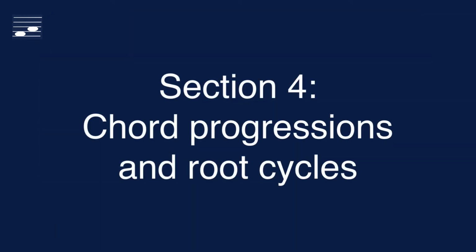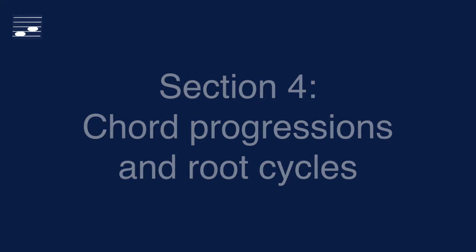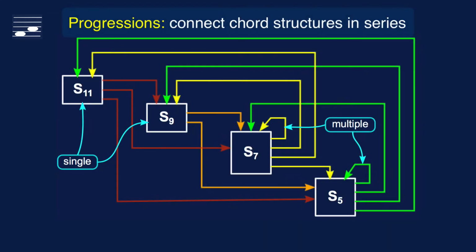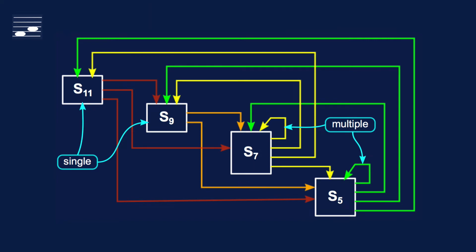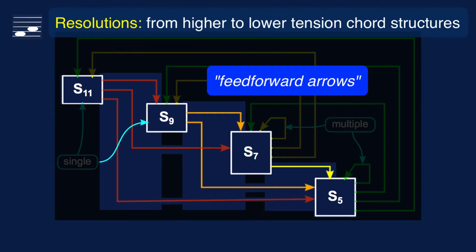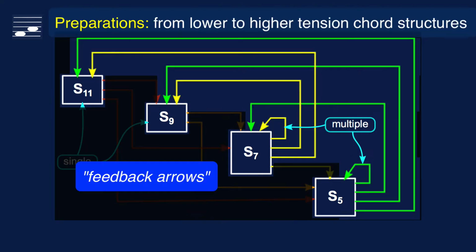We'll proceed with chord progressions and root cycle movement involving dissonant chords. When connecting chords in a progression, we obtain a series of chords with certain characteristics, as depicted in this diagram. Resolution implies moving to a lower tension chord structure, in the direction from S11 to S5, and indicated by the feed-forward arrows in the diagram.